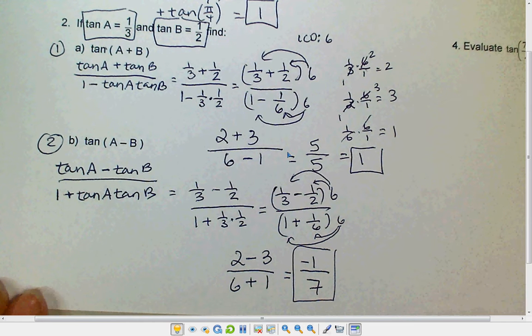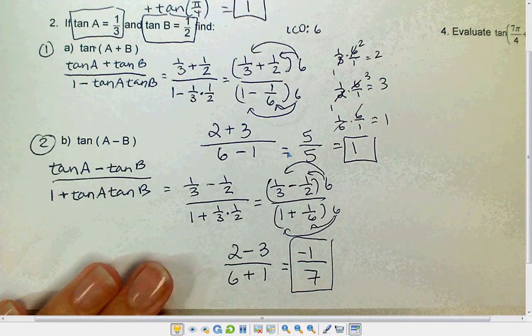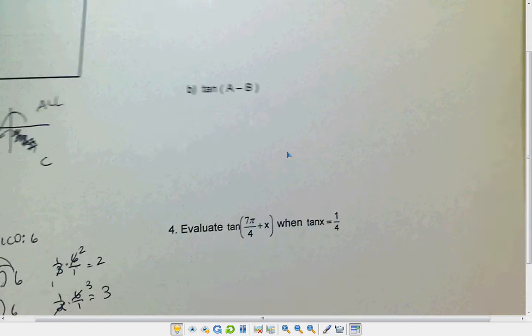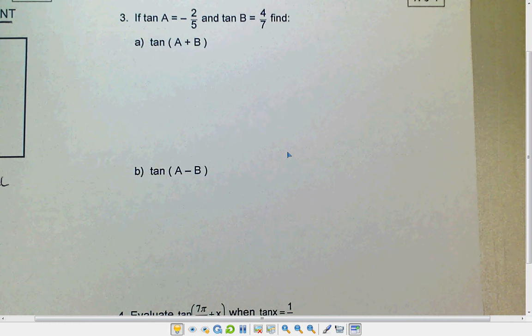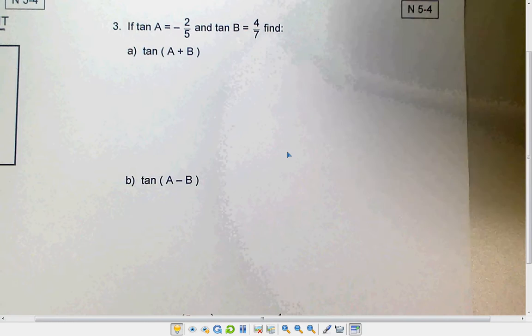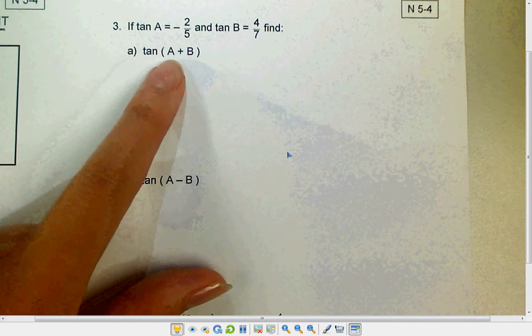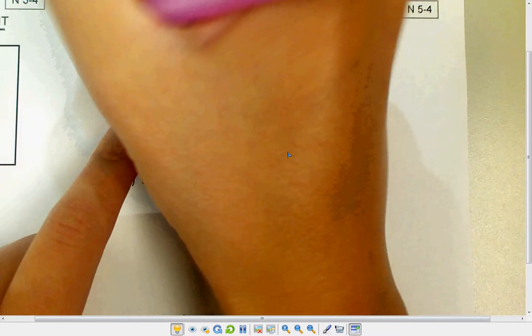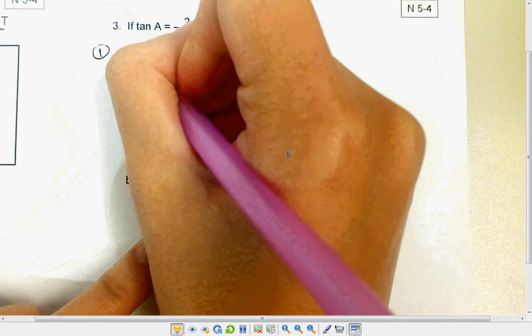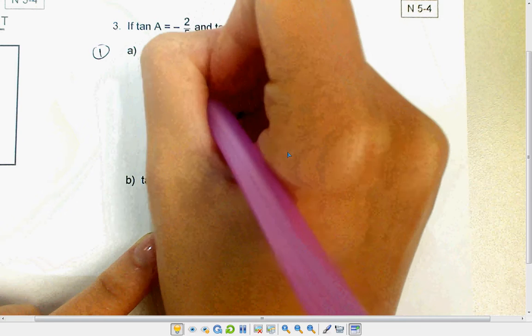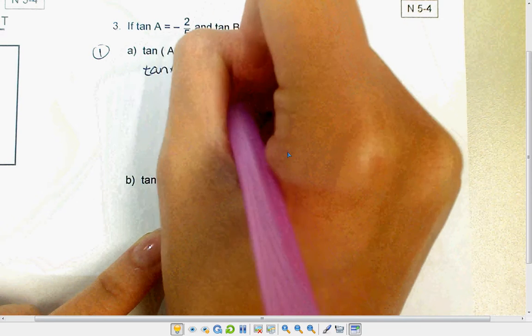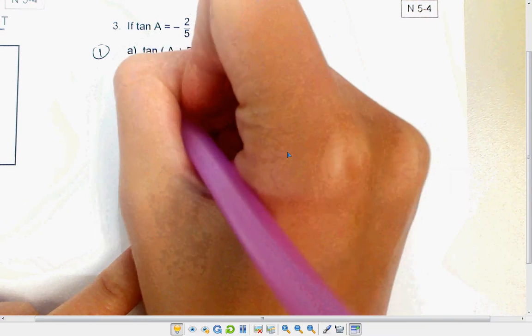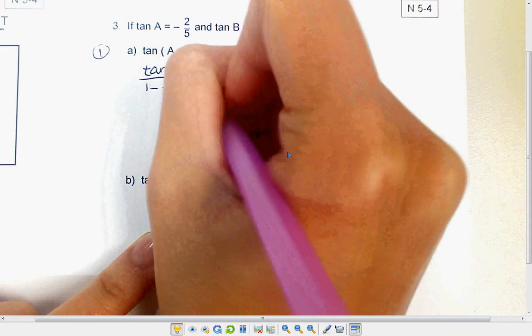Okay, so we're going to do the exact same thing now for number 3, but with some more complicated numbers. So for part A, we're still using tangent of A plus B, so this is our first equation. So we're going to rewrite this using the right side of my equation, and again, don't need to memorize these, they are going to be up on the chart in the classroom.